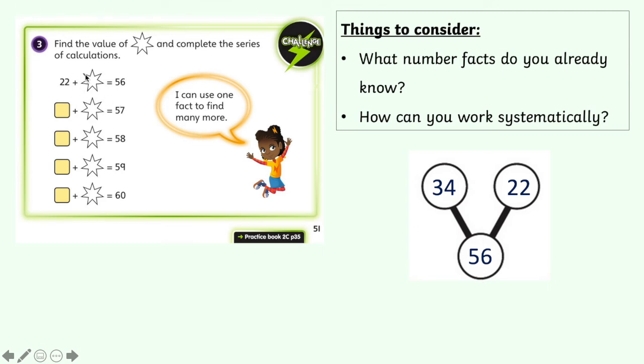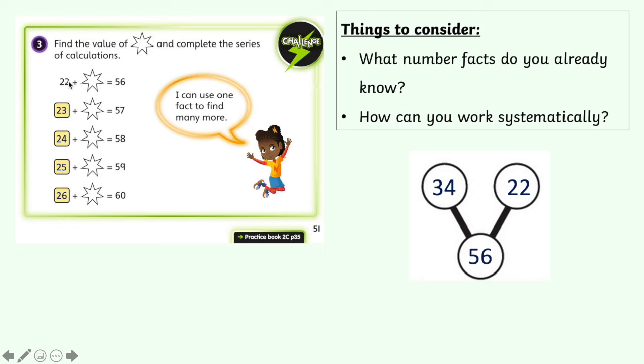Now that we've worked out that the star is worth 34, we can work out these other questions, because now we know two of the bits of the calculation and we've just got one missing number. But actually, these calculations follow a pattern, and as soon as you've spotted the pattern, then you can work this out really easily. The star is the same every time. We know what the star is, it's 34. And the answer, or the number on the other side of the equals sign, is only increasing by 1 every time. Which means this other part must also be increasing by 1 every time.